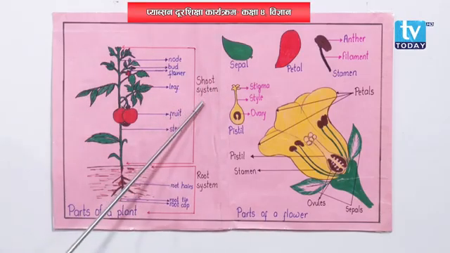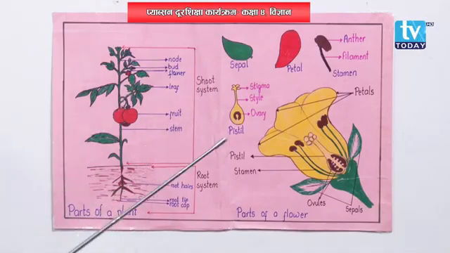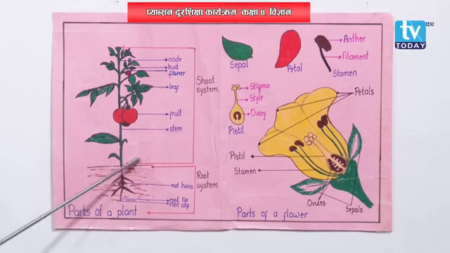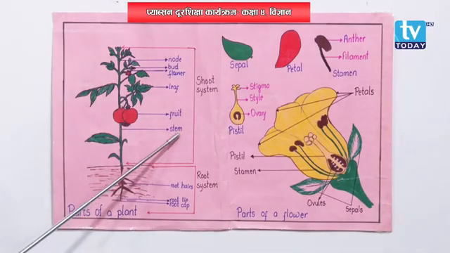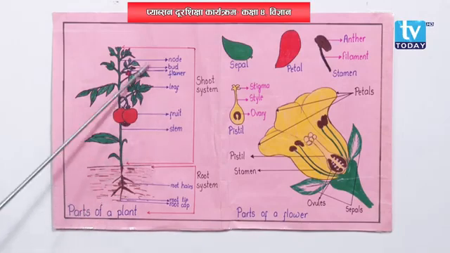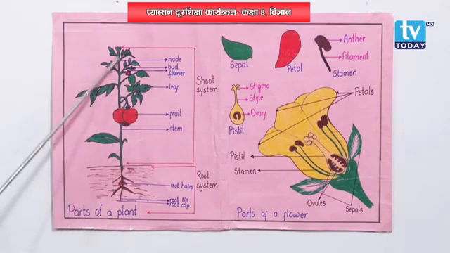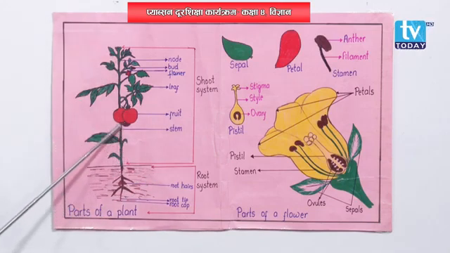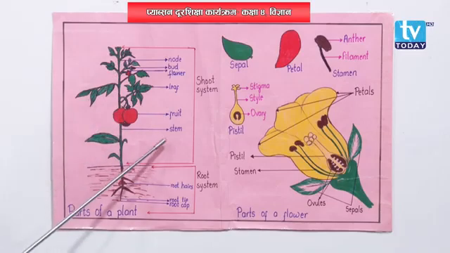Now, moving on to the shoot system, at first let us discuss stem. What is a stem? Stem is the aerial part of a plant. Aerial means that lies in the air. So stem is the part of a plant that lies above the ground. Stem helps the plant to stand straight. This is the stem of a plant, and it helps the plant to stand straight.